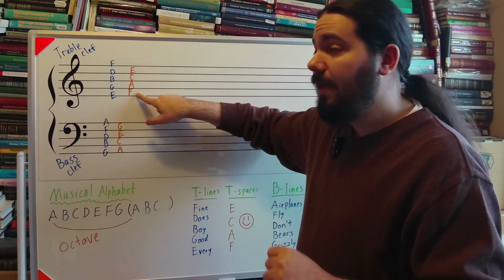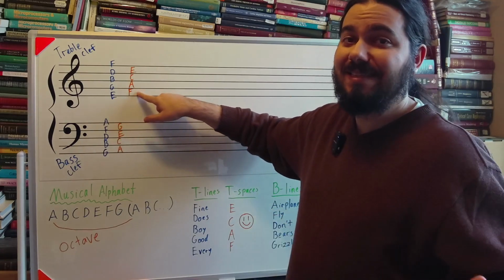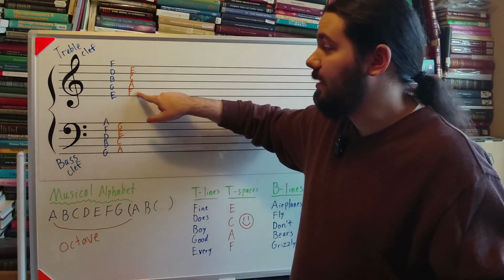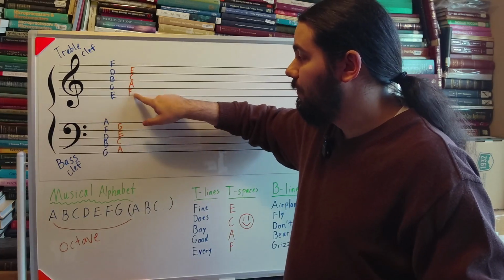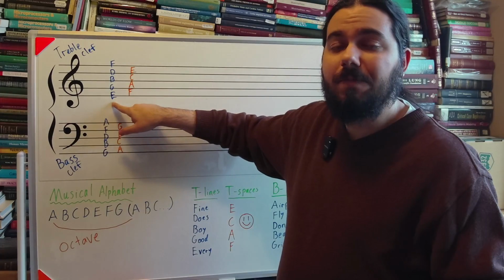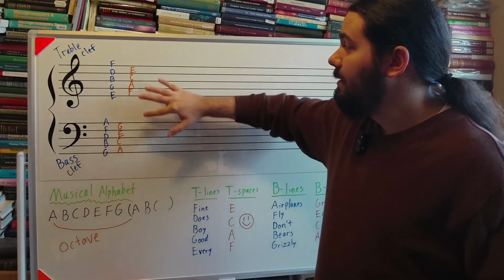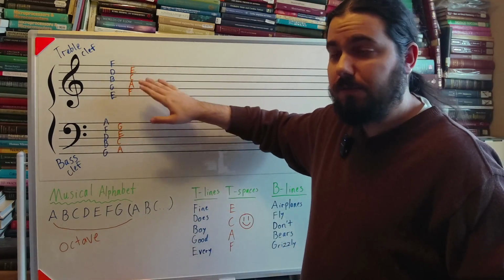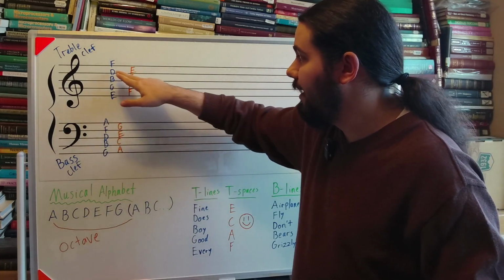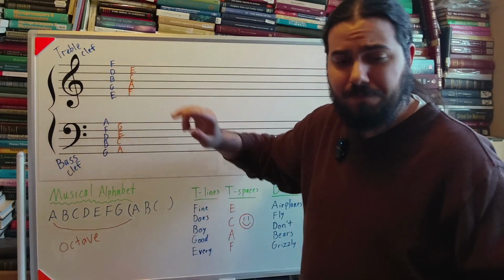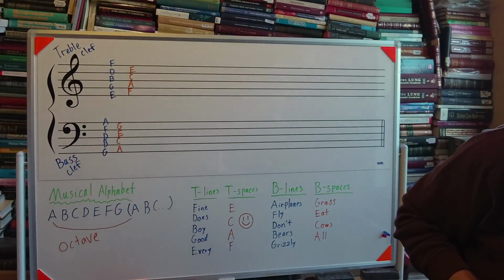which is F. If you are on a space, the next letter in the alphabet will have to be on a line. So in this case, G, if you go up, or if you go back down, it would be E. Let me play for you this pattern. Starting on E, I'm going to play all the way up to this F, so you can hear the relationship as well.